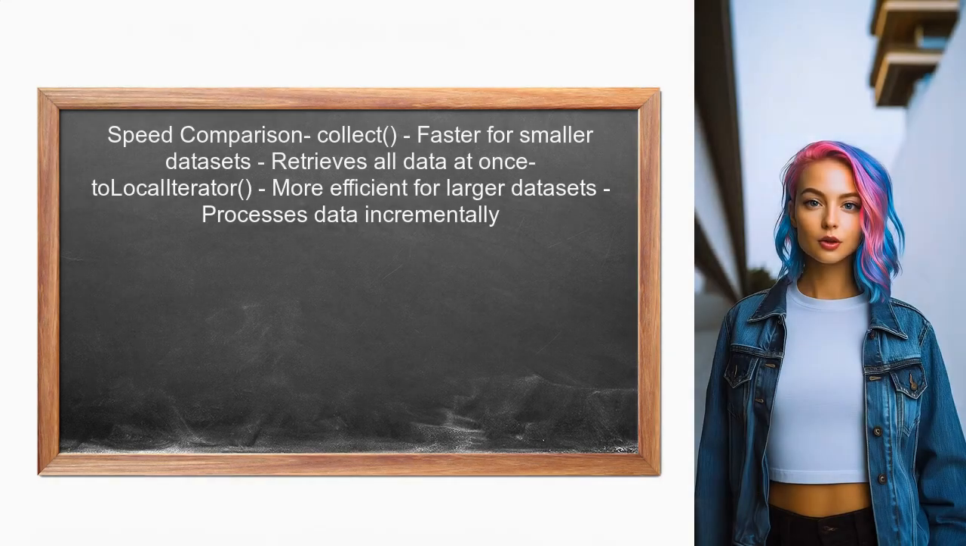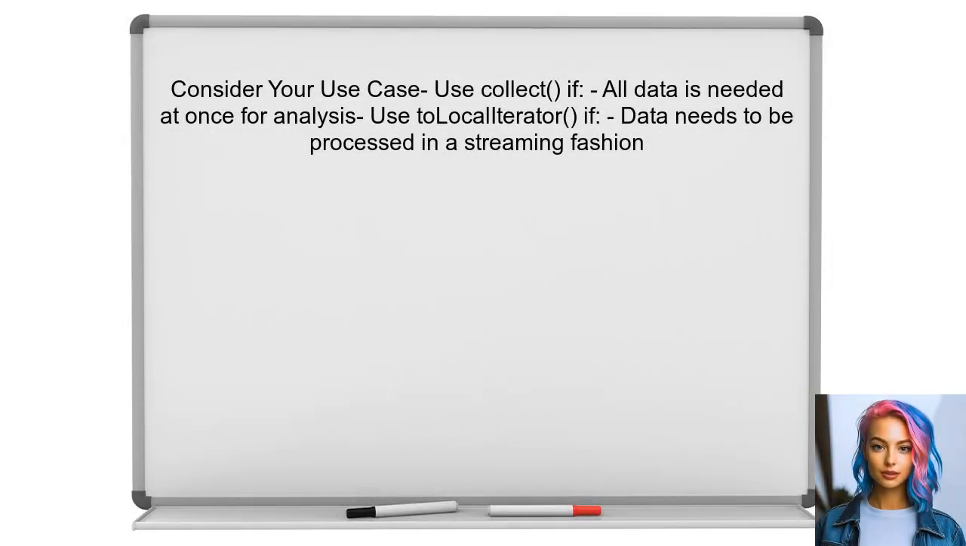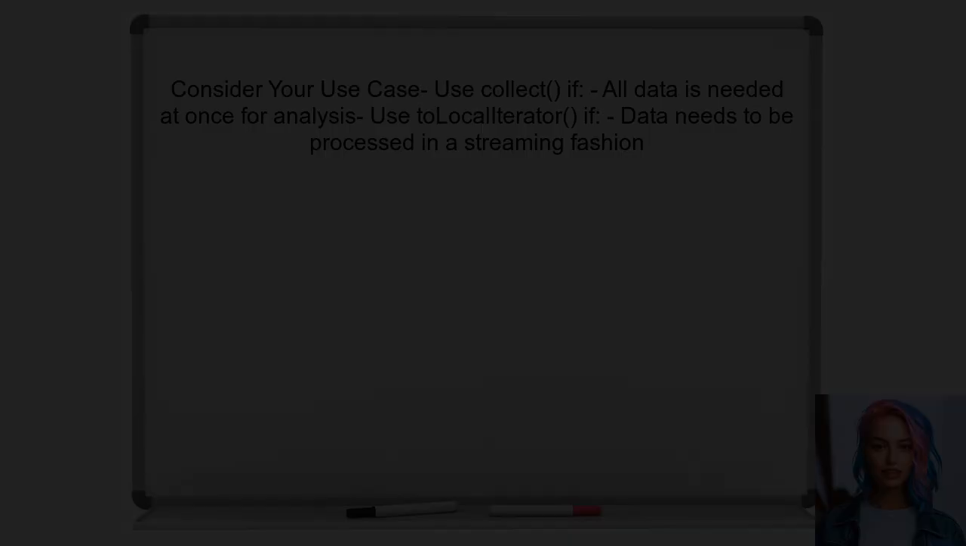In terms of speed, collect can be faster for smaller datasets since it retrieves all data in one go. However, for larger datasets, toLocalIterator can be more efficient because it reduces memory pressure and allows for processing data incrementally. The user should also consider the specific use case. If the application requires all data at once for analysis, collect might be the better choice. But if the user needs to process data in a streaming fashion, toLocalIterator is likely the way to go.